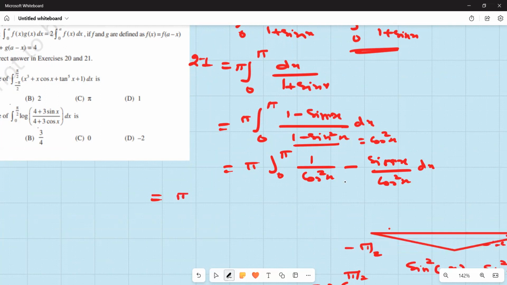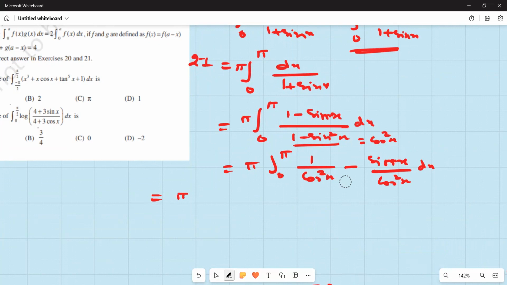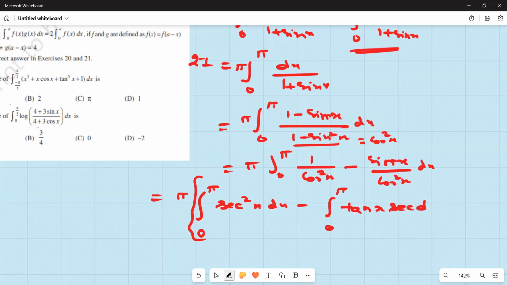So this is pi times the integral from 0 to pi of sec square x dx minus the integral from 0 to pi of tan x sec x. Both integrations, you know: this is tan x integration and this is sec x integration. So put the values after that. Tan x is 0 in both the cases at 0 and pi. Tan 0 is 0, tan pi is 0. So this value will give you 0. And here sec pi is minus 1 and sec 0 is 1. Clear? So this is the question.